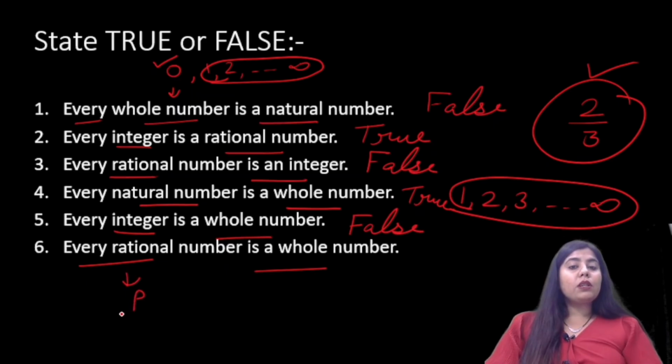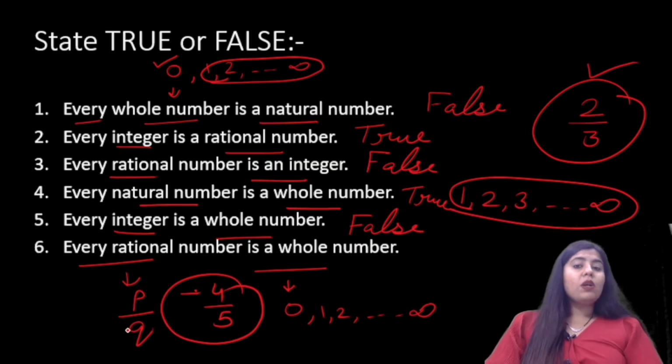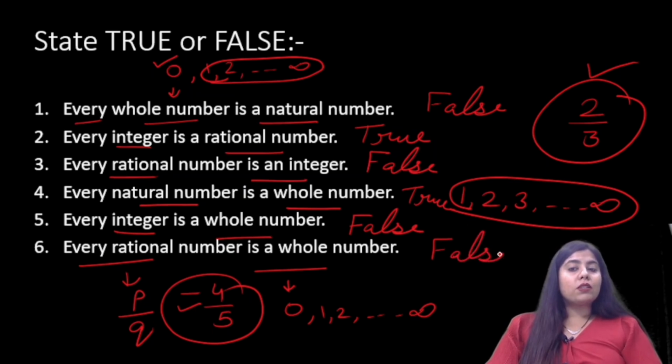Now the last one, the sixth part, every rational number is a whole number. A rational number includes the numbers of the form p by q, and whole numbers only contain 0, 1, 2 up to infinity. If we take an example as minus 4 by 5, then minus 4 by 5 is of the form p by q. It is negative also. Negative numbers are not included in the whole numbers. So every rational number is not a whole number. The statement is not correct, which means it is false.